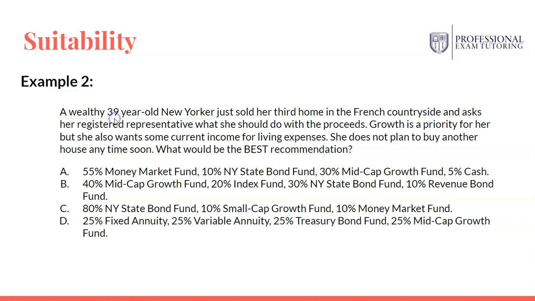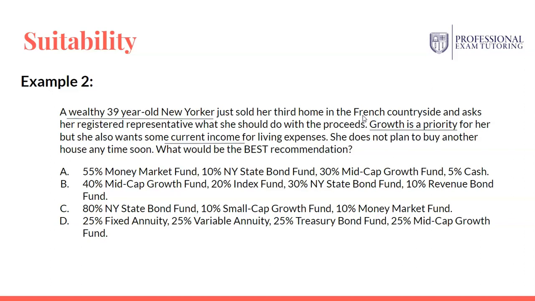Now, a few things we can point out here. We've already covered her age, but we can also see that growth is a priority for this person. One thing we kind of skimmed over here is that this is her third home, and it's in the French countryside. Presumably, she is fairly wealthy or does fairly well for herself. And so we know that she may be in a higher income tax bracket. We'll table that for a second, but we'll consider that a little later.